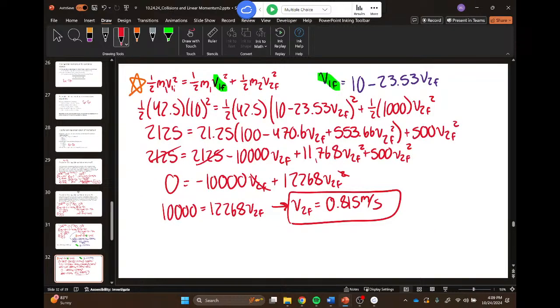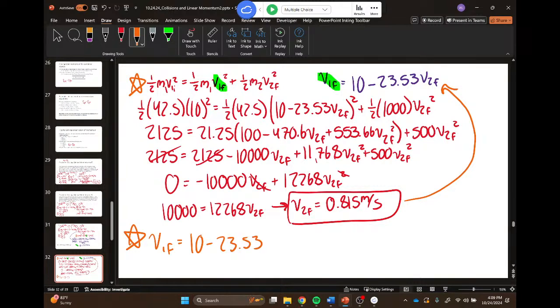There is one last step that we need to do. Yep, just plug it into that relationship that we have. So let's do that over here. So V1F equals 10 minus 23.53 times 0.815. You plug that in. And you get negative 9.18 meters per second. We ask ourselves, does that make sense?